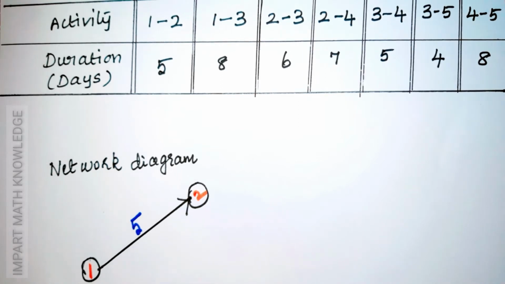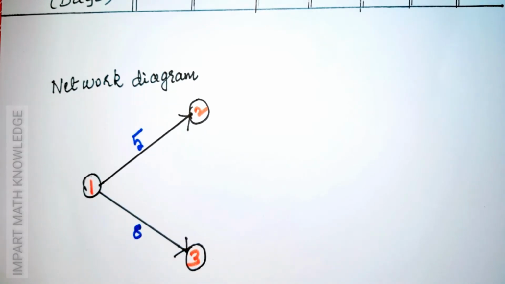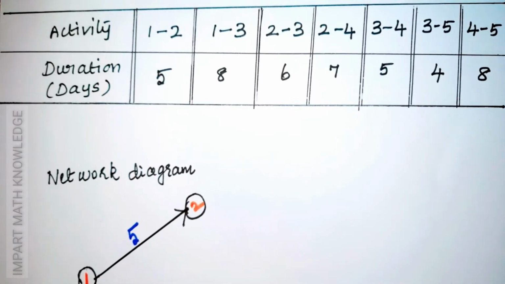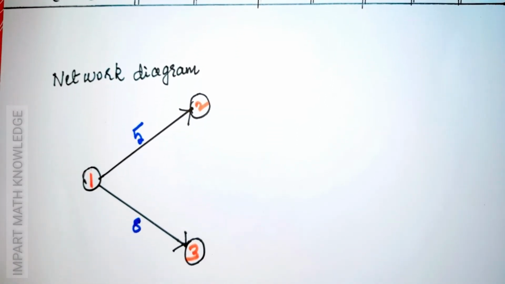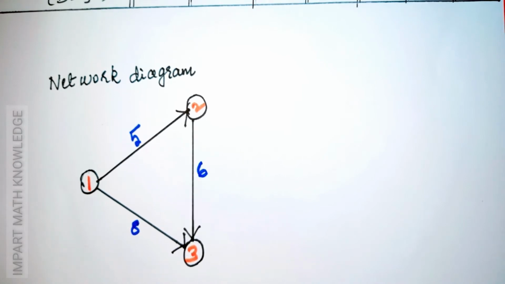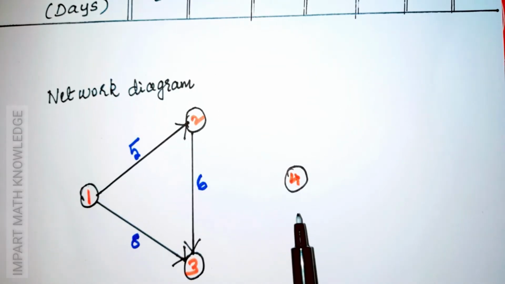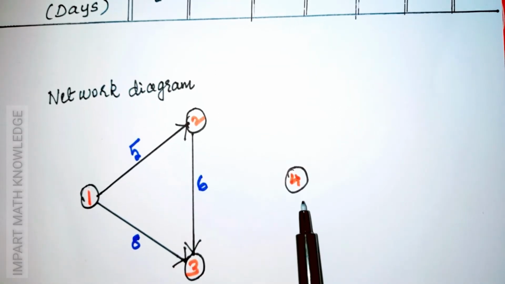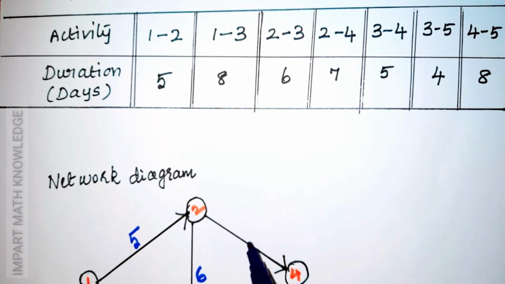Next activity is 1 to 3. This is node 3. The duration for 1 to 3 is 8. Next activity is 2 to 3. Connect node 2 and node 3. The duration for the activity 2 to 3 is 6. Next activity is 2 to 4. This is node 4. Connect node 2 and node 4. For the activity 2 to 4, the duration is 7.